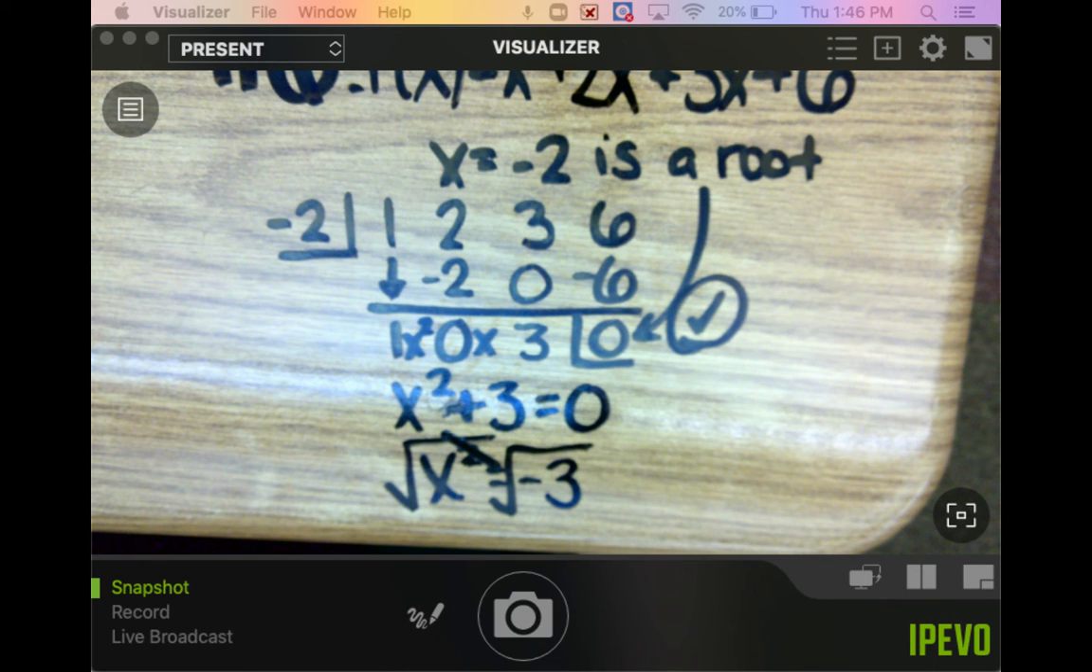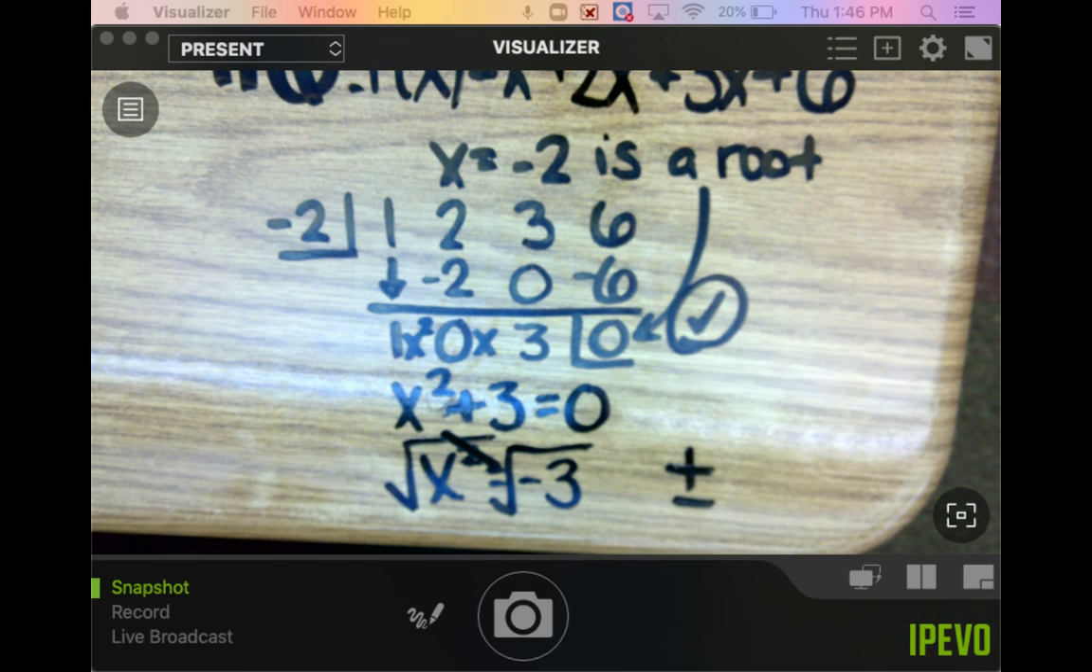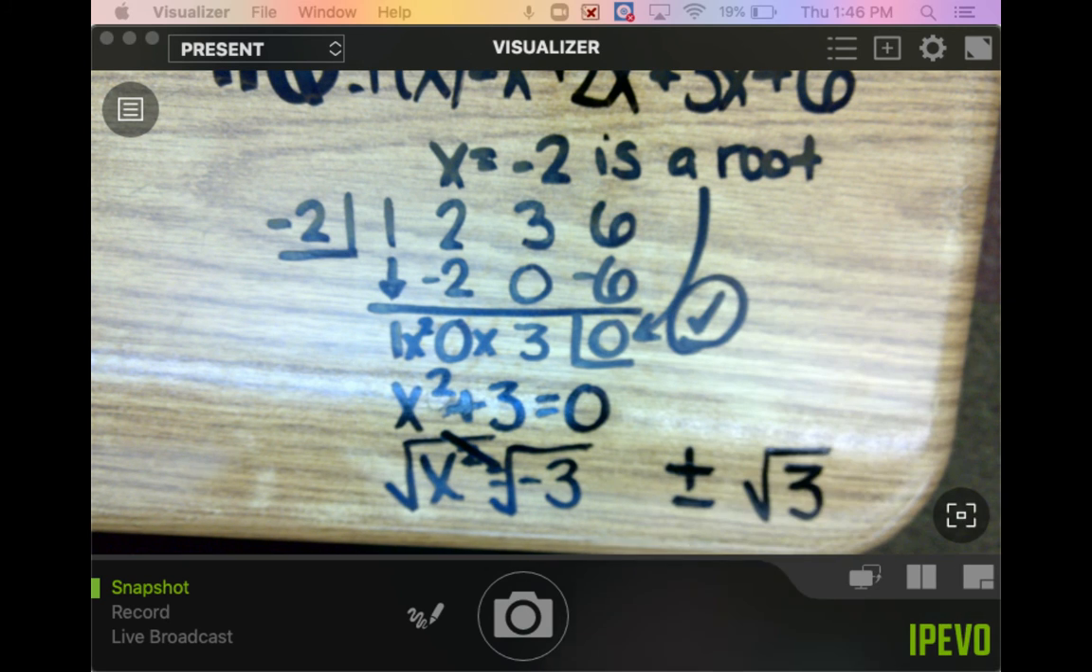Now, whenever you do a square root, you have to do plus and minus. And there is no square root of 3, so I'm going to leave that as the square root of 3. But whenever you have a negative inside the square root, you need to add an i. And those are your remaining roots.